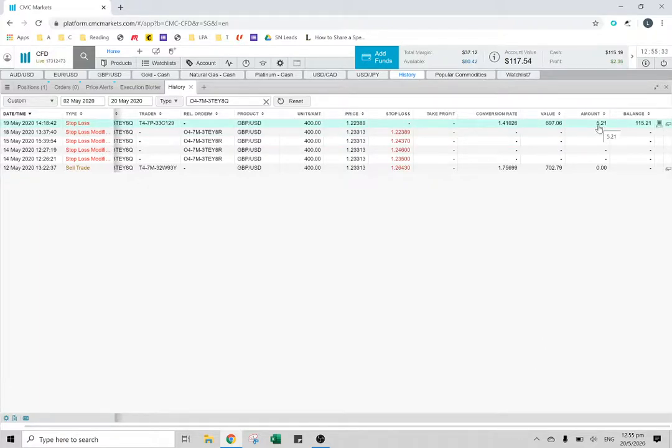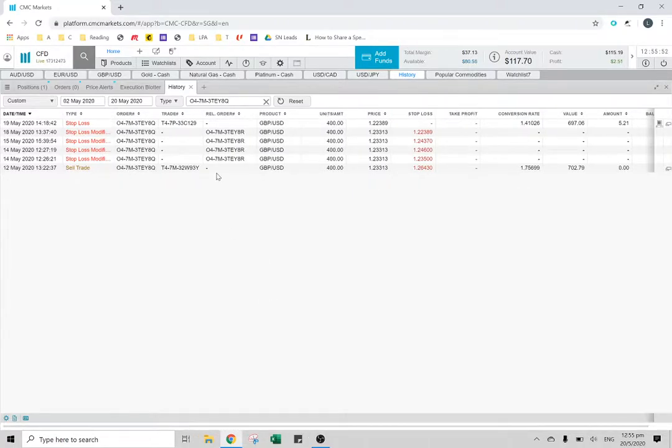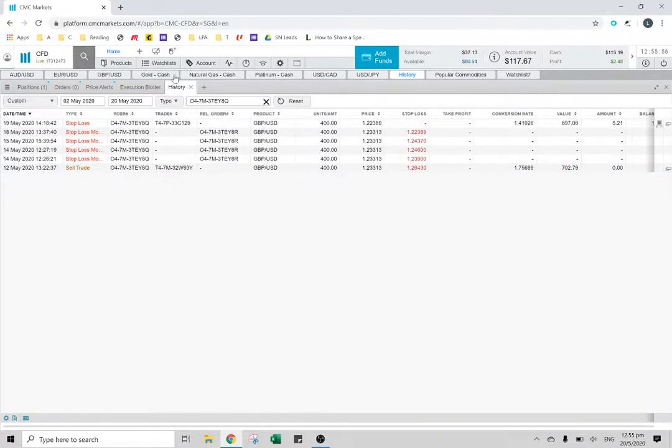We actually made some profit despite being stopped out. So $5.21, not a lot, but a good 5% based on my account, because the stop loss was actually triggered somewhere in the afternoon, not long after I made the video yesterday. So we'll take a look and see if there are actually more opportunities for us to buy.